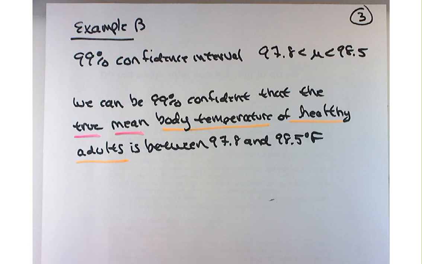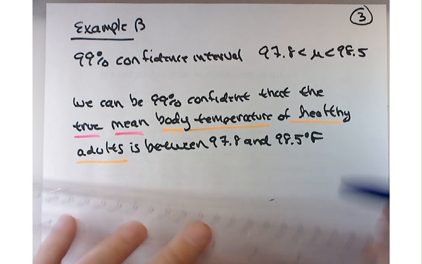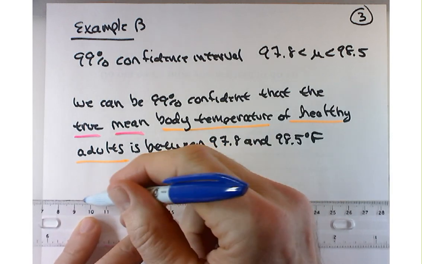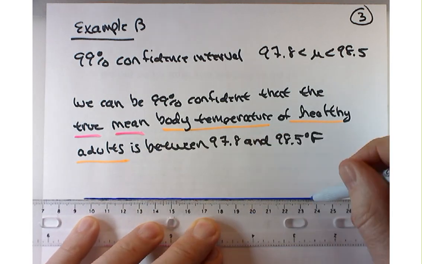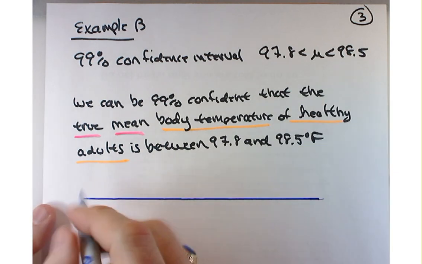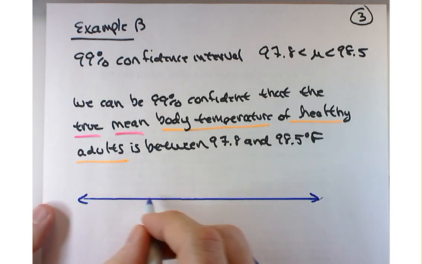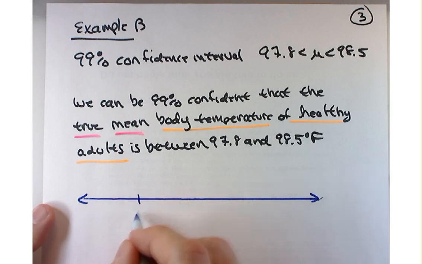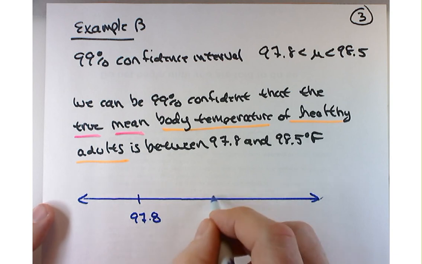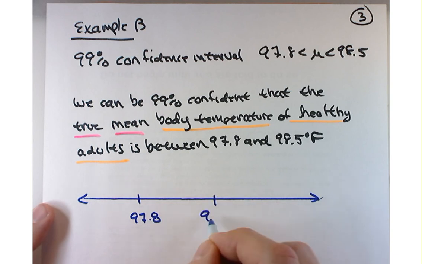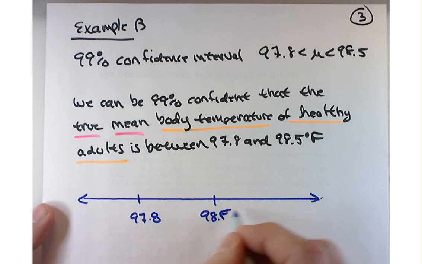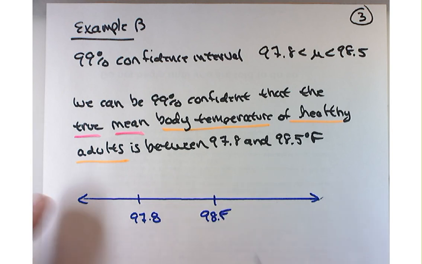Now, let's take a look at something else. I don't know about you, but I've always associated the average human body temperature as being 98.6. That was the average. But that's a little bit misleading. So let me give you a little bit of history behind some of this stuff.